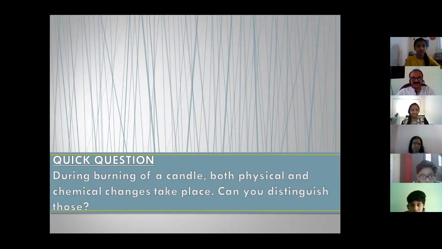Good. As you already know what physical and chemical change are, let me check if you are able to answer this question. During burning of a candle, both physical and chemical changes take place. Can you distinguish which are those changes? The melting is a physical change, that is the same substance, the candle, being melted, while the chemical change that occurs is the presence of different types of gases like carbon dioxide being exposed to the air. Yes, you're right.